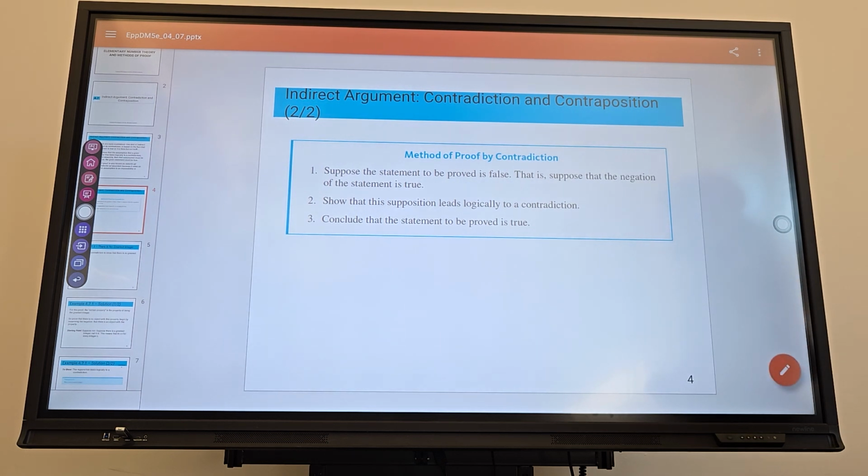Method of proof. Suppose that the statement to be proved is false. That is, suppose that the negation of the statement is true. Show that this supposition leads logically to a contradiction, and then conclude that the statement to be proved is true.